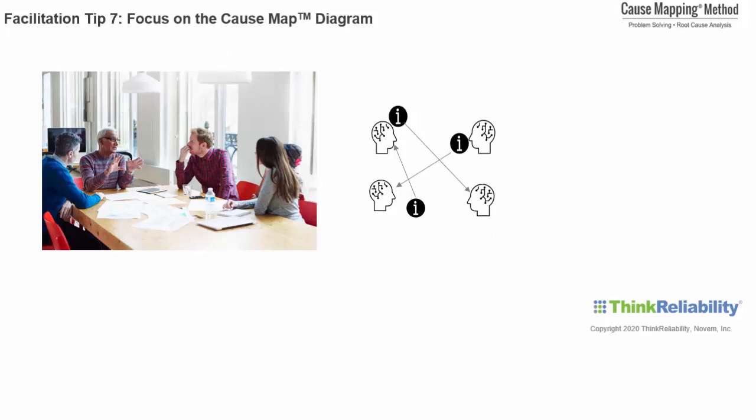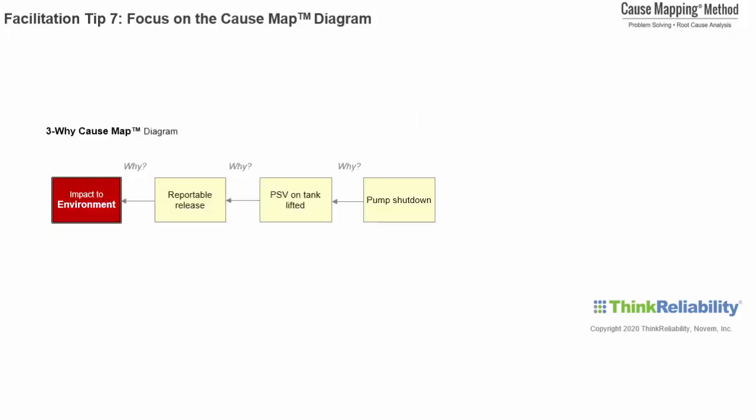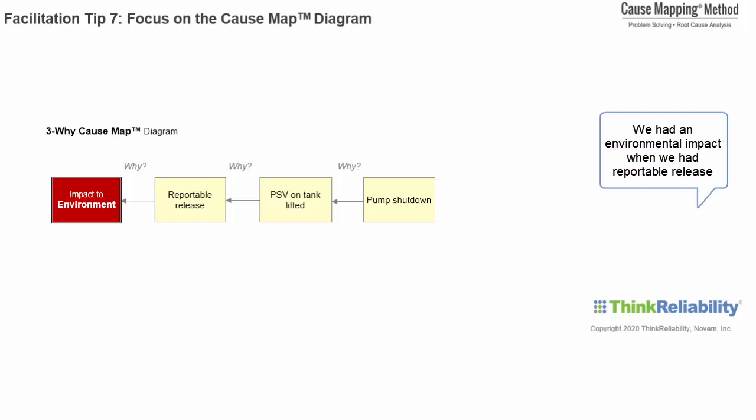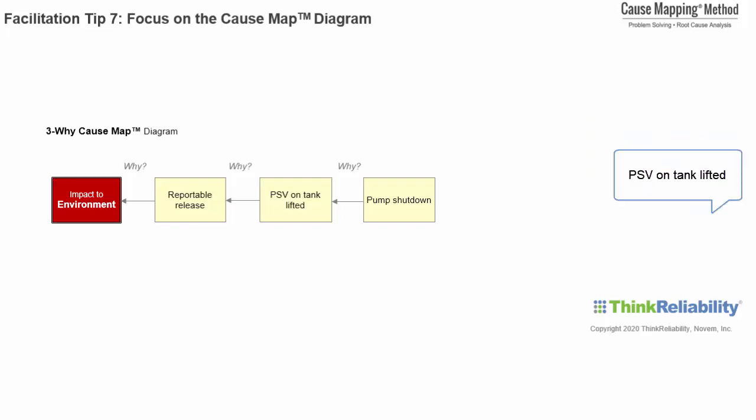Well, without the use of the visual tool, all of this rich information and content is not being organized or documented. And I found that it's pretty easy to go down a rabbit hole. As a facilitator, by using the cause map diagram and having everybody focus on that, it will greatly enhance the productivity of your meetings. So immediately when someone says that there was an impact to the environment because there was a reportable release, we can capture that. And that was because the PSV on the tank lifted because the pump shut down.